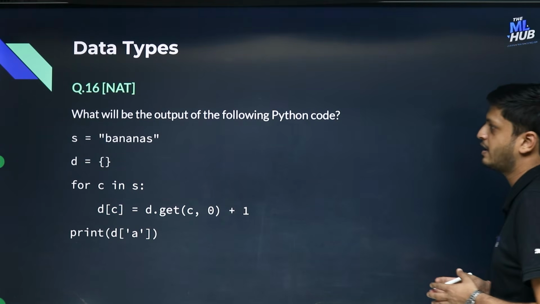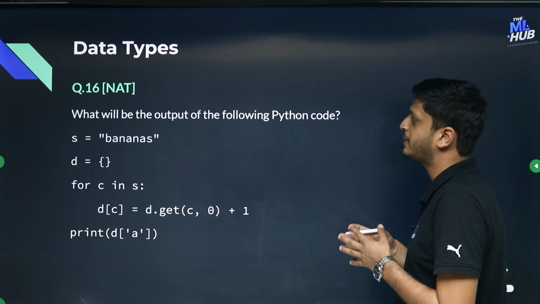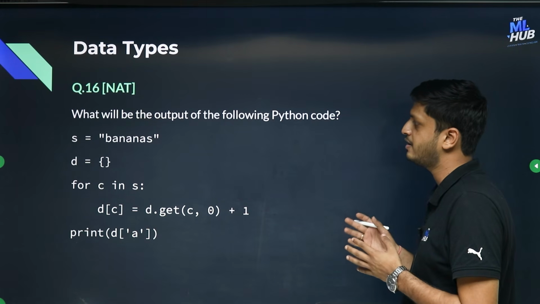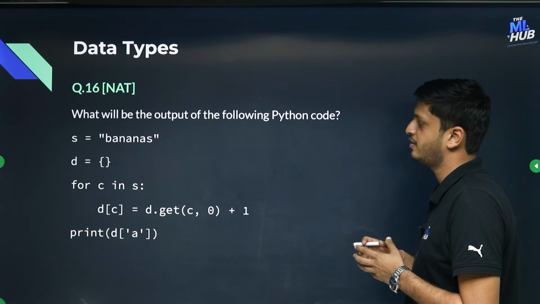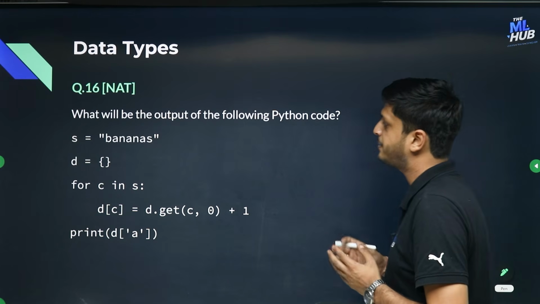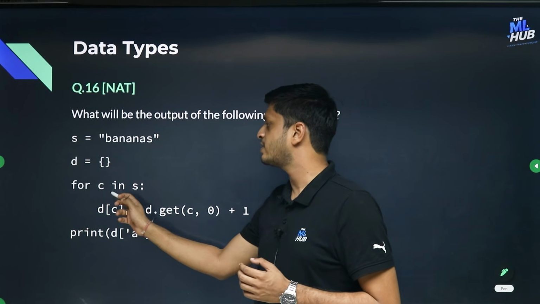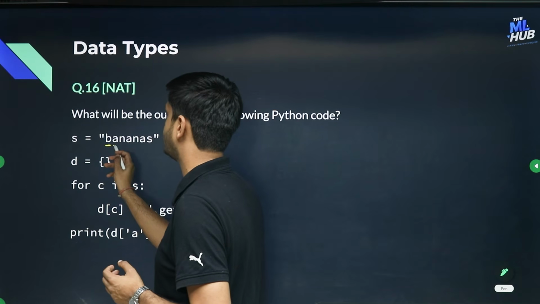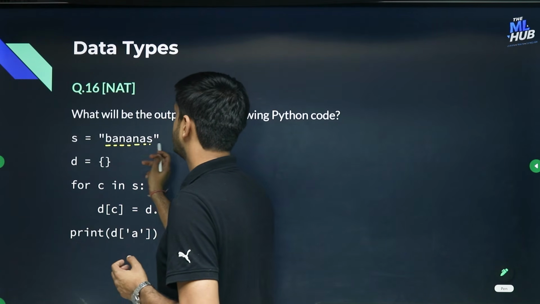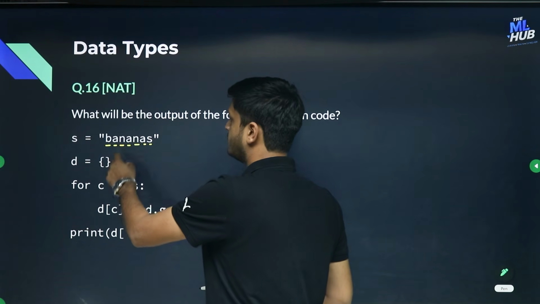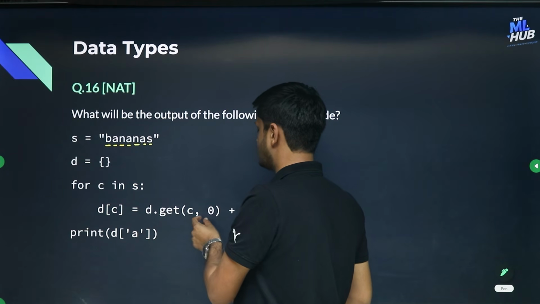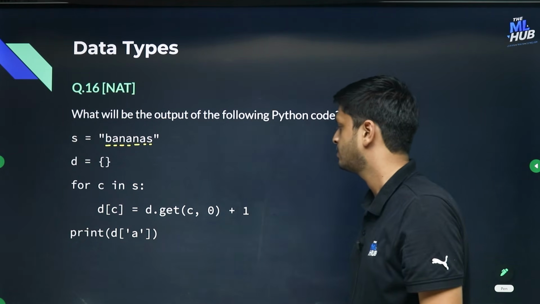Now let's see the next question. Again, numerical answer type question. What will be the output of the following Python code? So we have a string S, it has bananas, and D is an empty dictionary. Now we are saying for C in S, for every character in S, a string is an iterable. It will give its every character one by one. So firstly C will become B, then C will become A and so on. We are saying D of C is equal to D dot get C comma 0 plus 1.